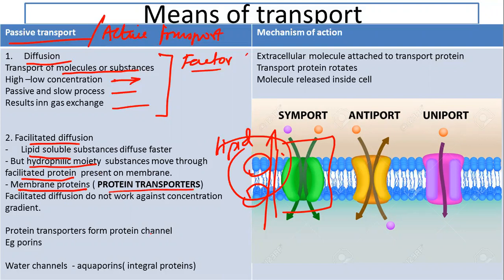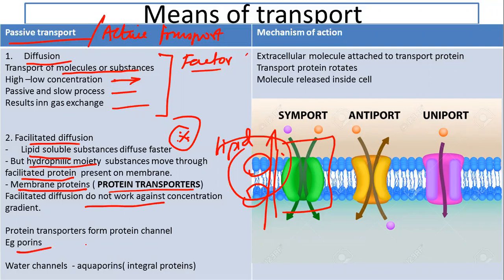What these do is help in transporting less soluble or insoluble substances, but they will not work against the concentration gradient. If it supports the gradient, then it will move, but it will not work against the concentration gradient. This is an important point. Protein transporters form protein channels, for example porins.